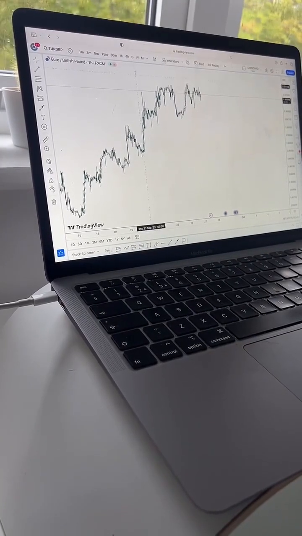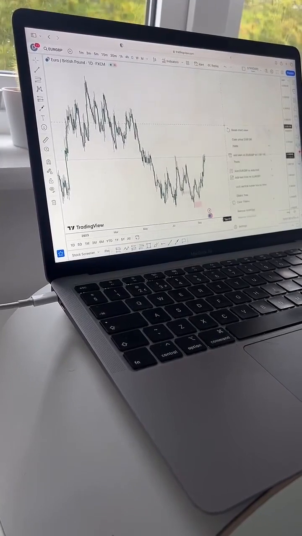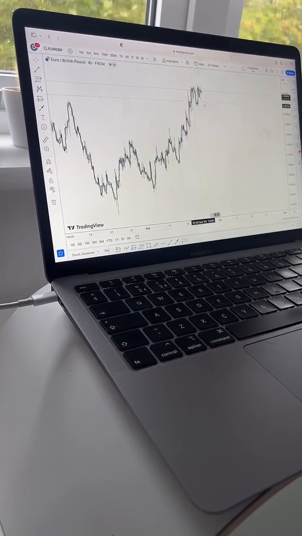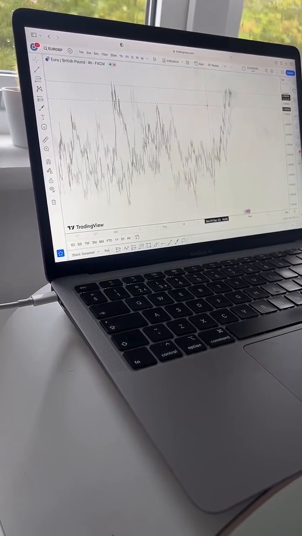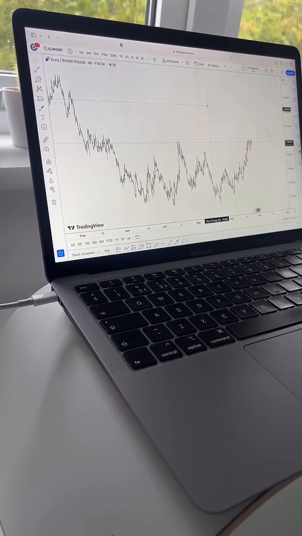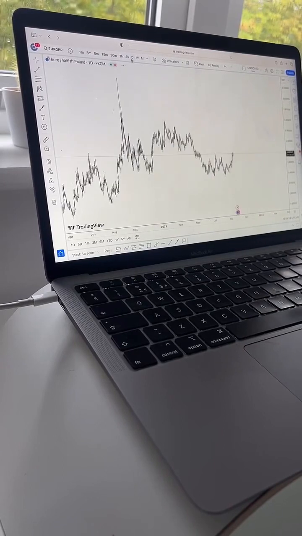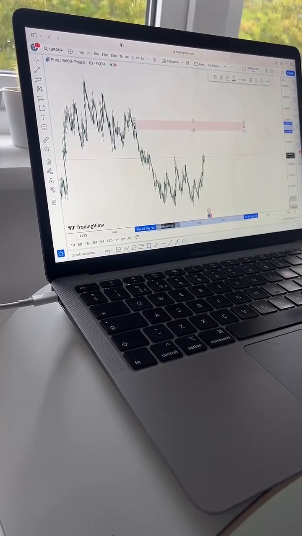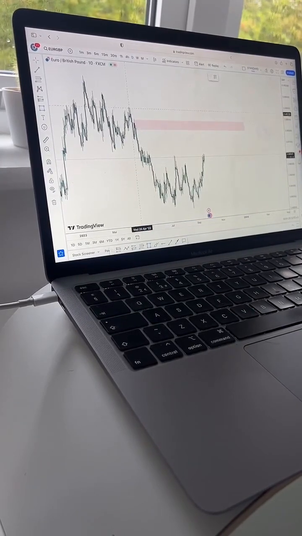Euro Great British Pound, currently not trading this. Reason is I'm short on a lot of Great British Pound pairs, so I don't like the cross correlation, and I also don't see much going on here. So interested zones would be the top here and this one here.